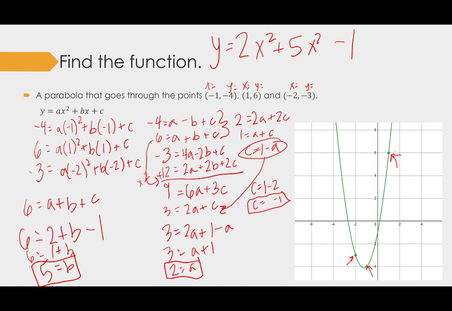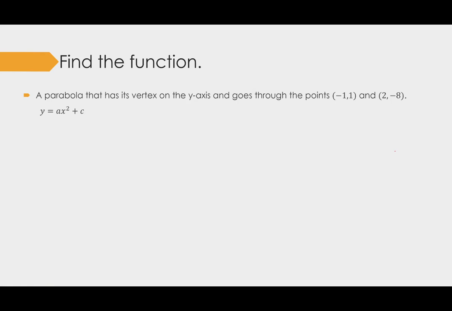Let's look at one of those special cases that I mentioned earlier where you have extra information and you don't need all 3 points. So, for example, this parabola has a vertex on the y-axis. So its vertex is going to be, instead of h, k, it'd be 0, whatever the y-intercept is, k. And it goes through the points -1, 1, and 2, -8. Now, we don't have 3 points, but we know something special about it.